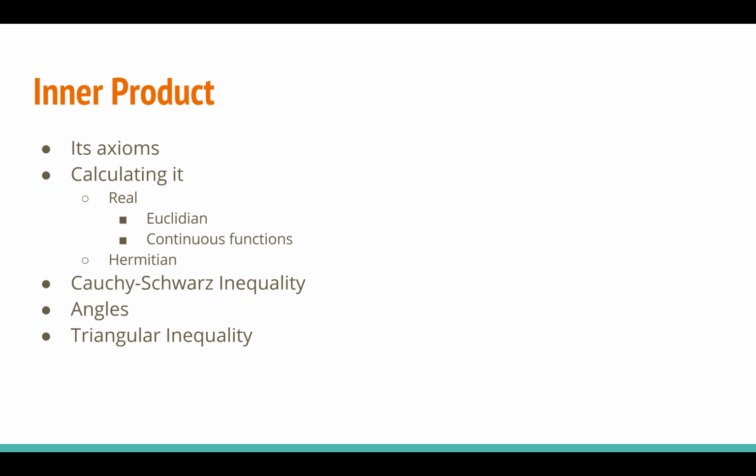And then from that, we can prove the Cauchy-Schwarz inequality. And using the Cauchy-Schwarz, we can find defining angles or angles in a vector and magnitude and all the fancy stuff. And from there, we can also find the triangular inequality.